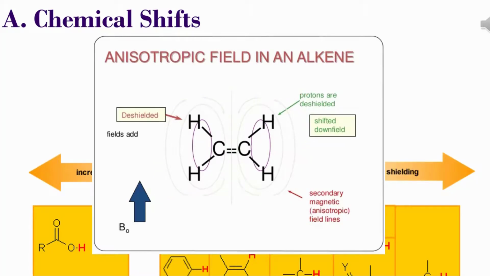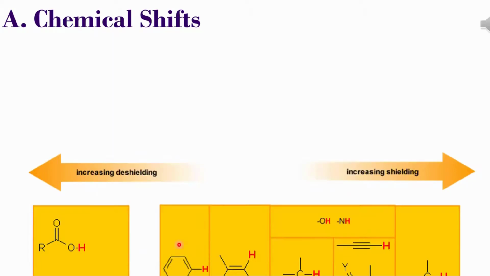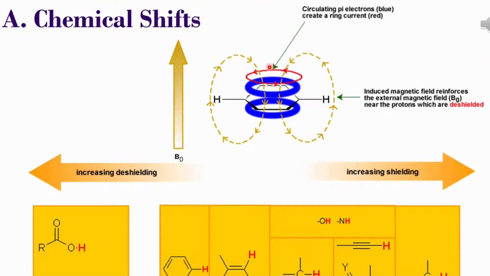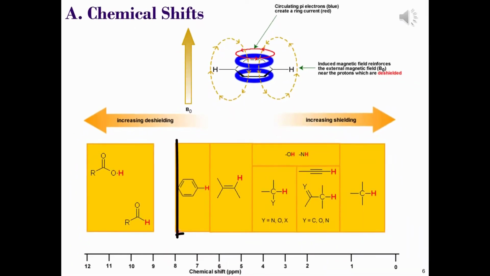This induced magnetic field, particularly for pi electrons, can cause a phenomenon known as the anisotropic effect. The best example to consider when explaining this effect is benzene. The pi electrons in benzene circulate and create a ring current. The induced magnetic field that results from this ring current reinforces the external magnetic field, B0, which is supplied by the NMR machine. So protons that are nearby to this magnetic field are deshielded, and these benzene rings or aromatic NMR signals are very easy to spot.